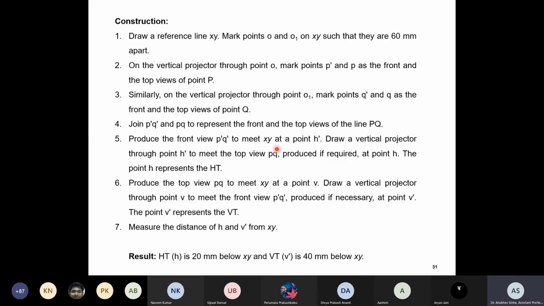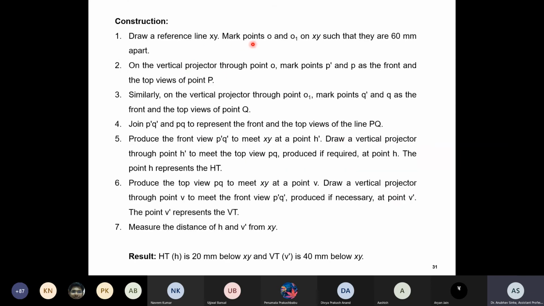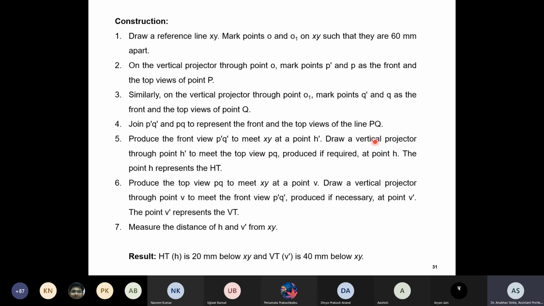What are the steps of construction? Basically, you need to draw a reference line XY, as we do for any construction. Now mark points O and O1, which are given to you as 20, 60, 30 centimeter. So the end projectors are 60 mm apart. This O dash is 60 mm apart. So you make those two points.